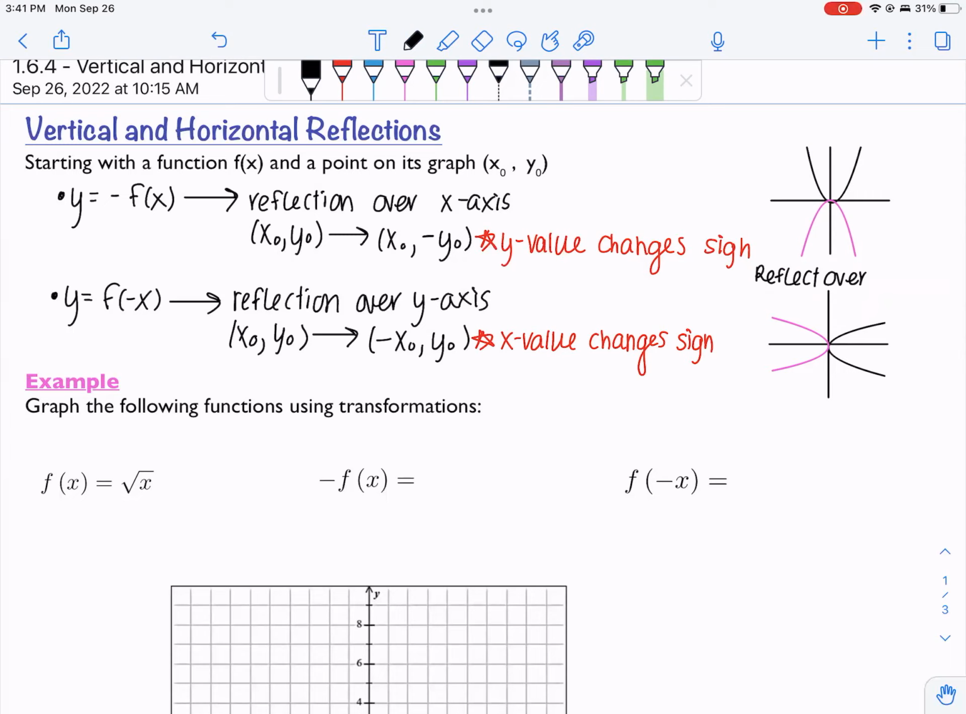Oh man, did I say that backwards? I may have said that backwards. This is a reflection over the y-axis because the y-axis is looking like the mirror. This is a reflection over the x-axis.